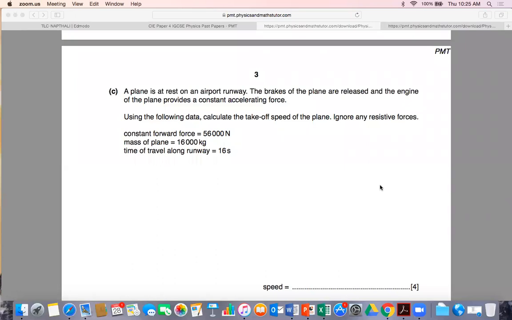I'm given the forward force, I'm given the mass of the plane, which is 16,000. And then I'm also given the time, which is 16 seconds, the time of travel along the runway. Why do they give a long runway? Because after that the plane will take off and they want to find the takeoff speed. Should I say 2,500? No.